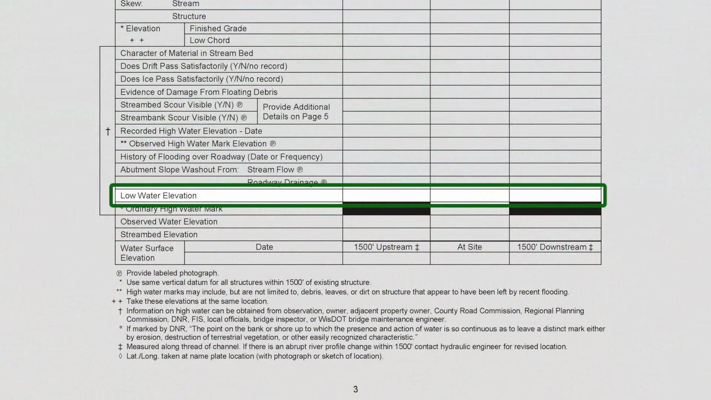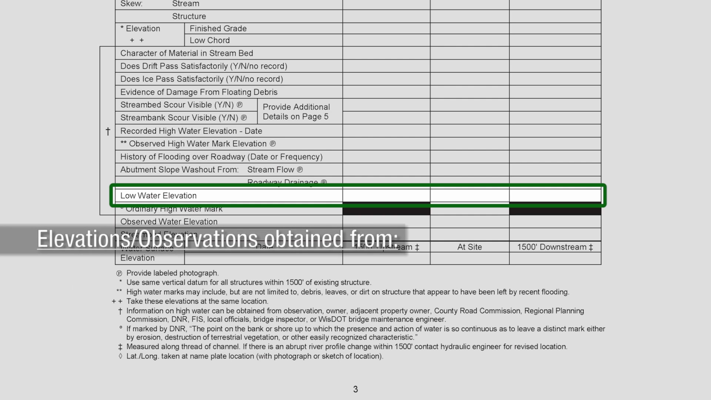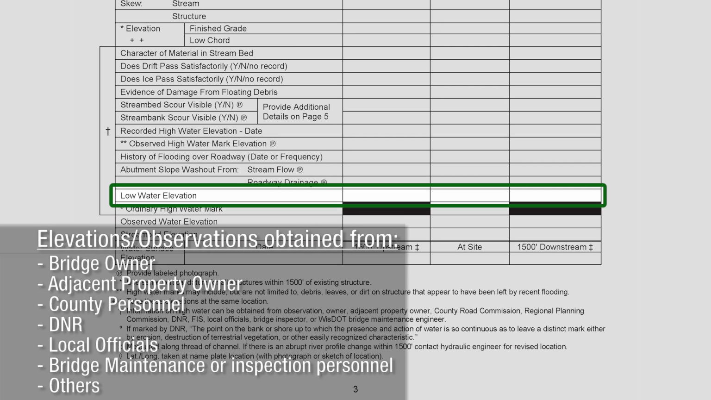The low water elevation is an indication of the stream or river depth at the structure during the lowest known flow of the year. An approximate elevation, such as 1 foot deep or dry, is sufficient. These elevations or observations can be obtained from the bridge owner, adjacent property owner, county personnel, DNR, local officials, bridge maintenance or inspection personnel, or other sources.